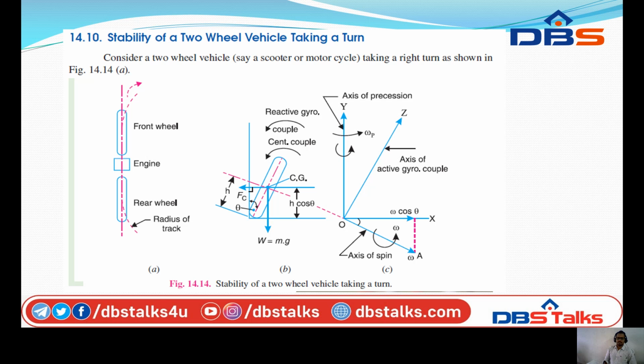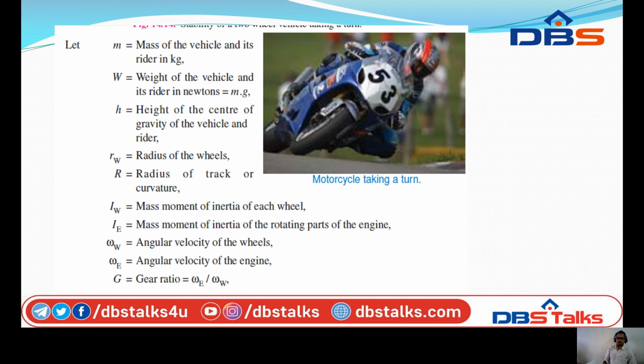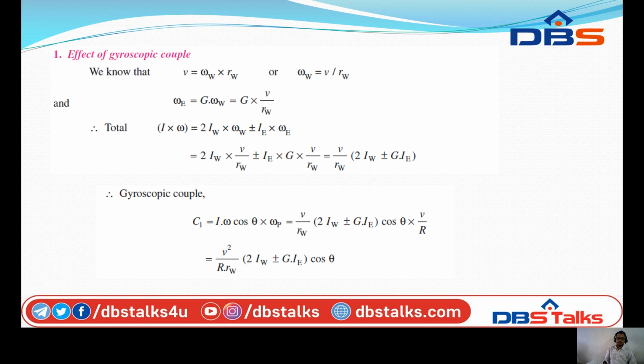Now let us consider this terminology, and let us consider the effect of gyroscopic couple and centrifugal couple on the vehicle. Firstly, the gyroscopic couple effect. We know that omega is equal to V by r for both, for the vehicle, that is the wheel.